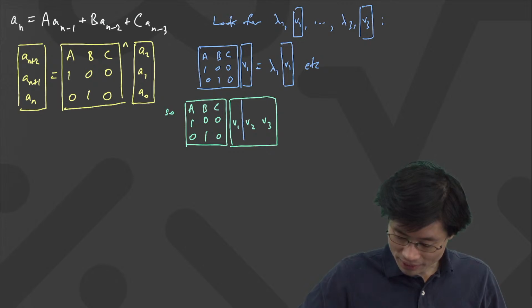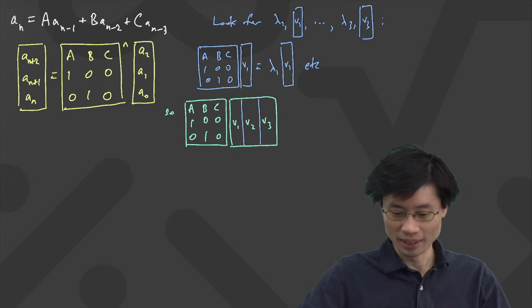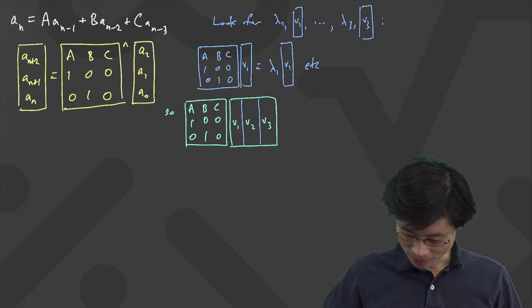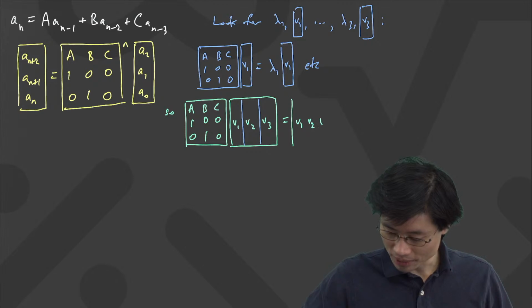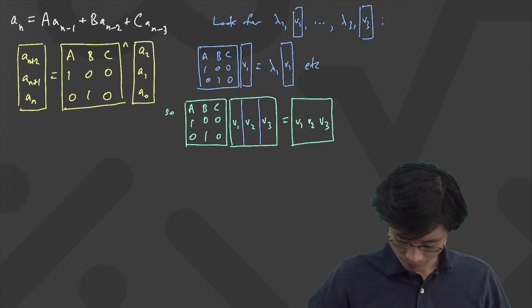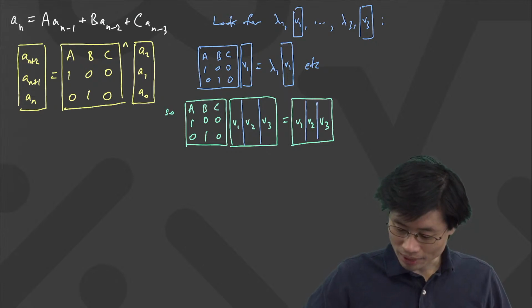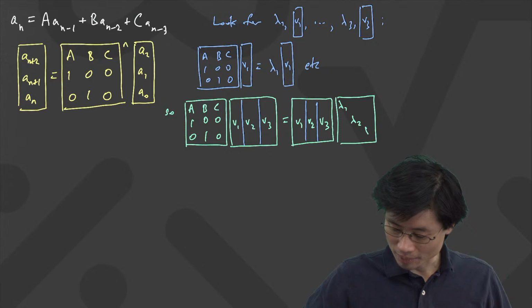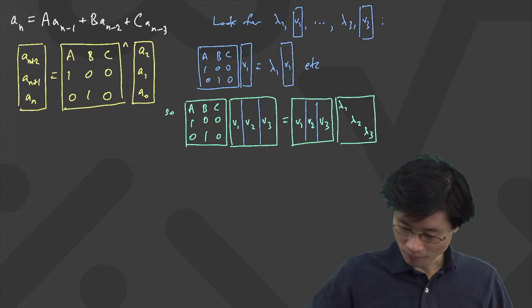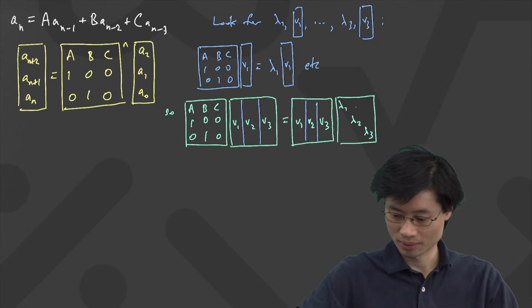Annotated like this. Okay, this thing is equal to the same v1, v2, v3 as columns, but now multiplied by your diagonal matrix, which is the c's. Sorry, the lambdas. Lambda 1, lambda 2, and lambda 3. And the rest of the stuff is 0.